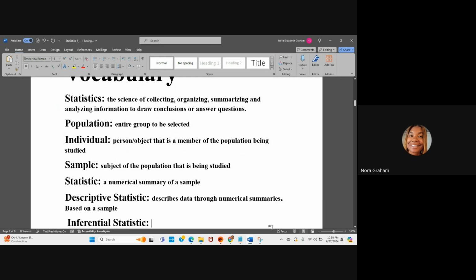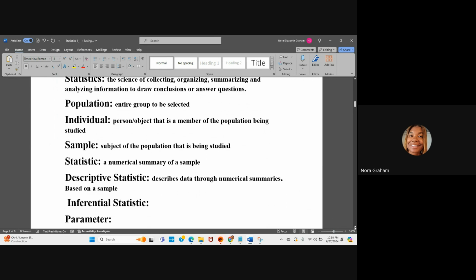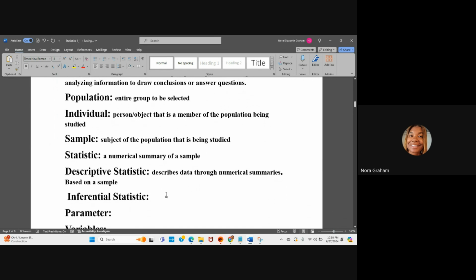So next, let's do inferential statistics. Inferential statistics is going to be used as a method that takes a result from a sample and extends it into the population.